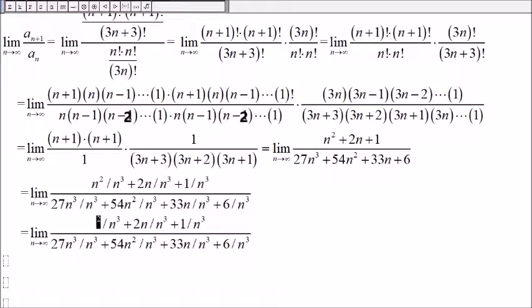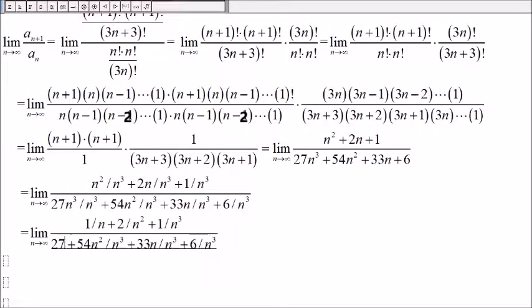So this will be 1 over n, and this will be 2 over n squared, and this will be 1 over n to the third. And this will be 27, and this will be 54 over n, and this will be 33 over n squared. And as n runs to infinity, all of this will go to 0, and then the bottom will get 27, so the limit is 0, which is less than 1.